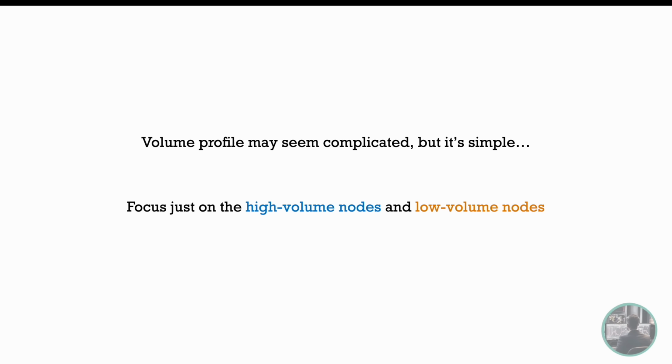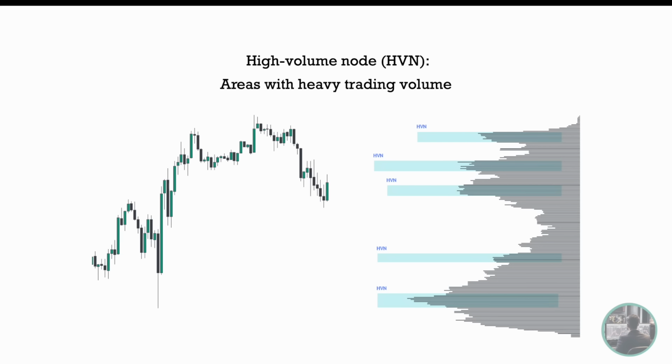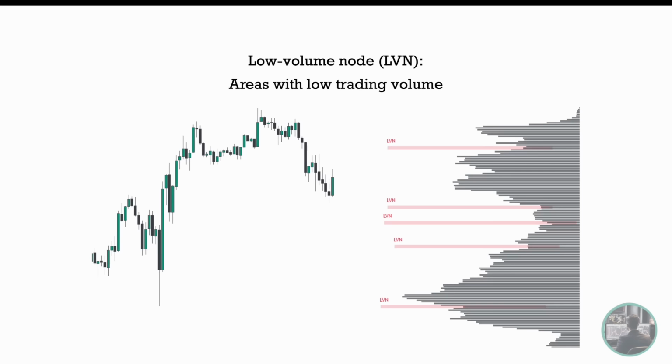Let's start with high volume nodes. Now, a high volume node, also known as an HVN, are the volume spikes that we see on our chart. These are areas with heavy volume and activity. It's where the price slowed down and built structure because there was a balance of buyers and sellers. And a low volume node, also known as an LVN, is the opposite. These are areas on the profile with very little volume and trading activity, and the price usually moves quickly through those areas because nobody wants to do business there. There isn't much really slowing the price down.